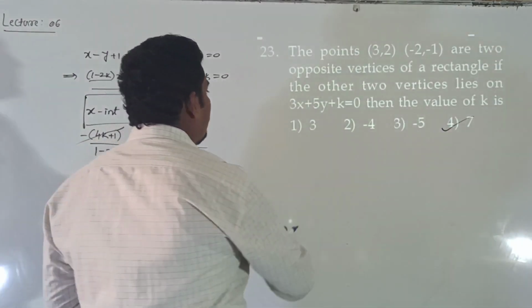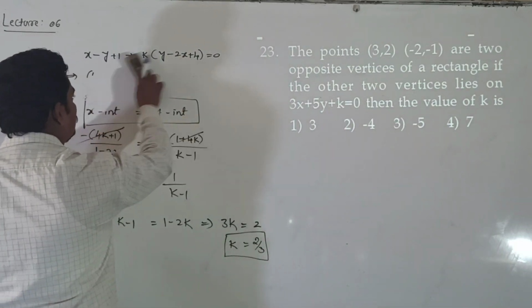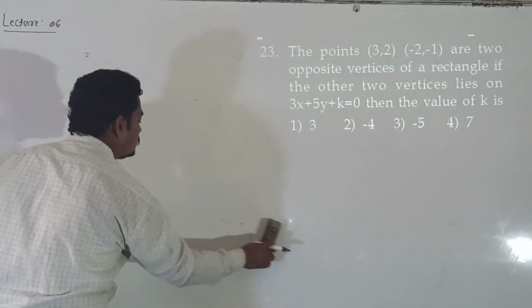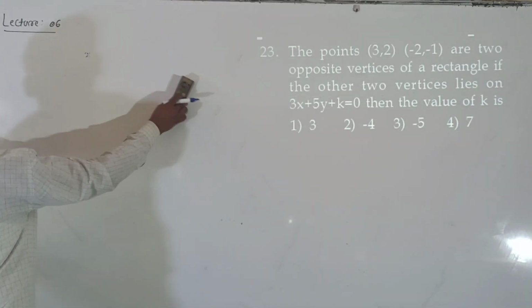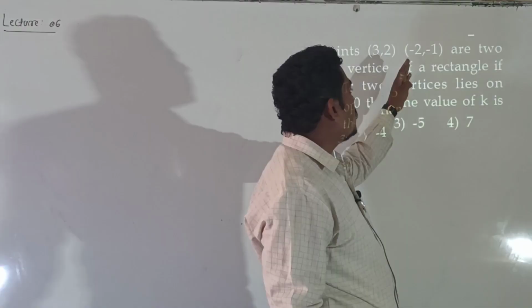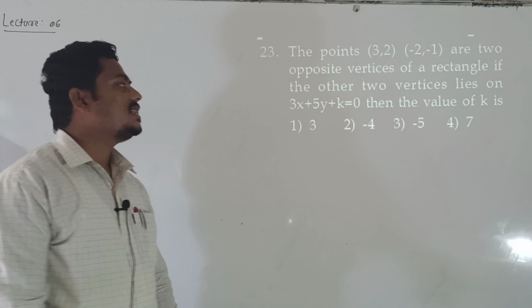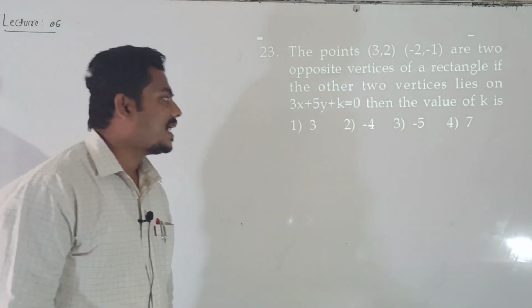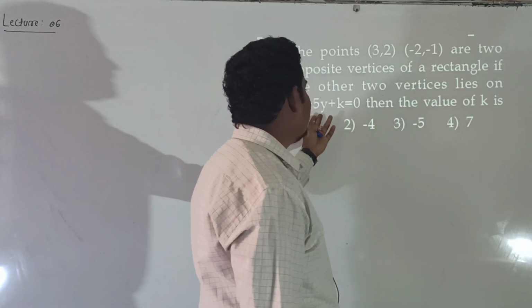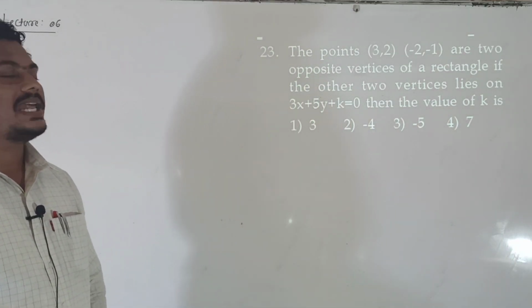Next problem, question number 23. The points (3, 2) and (minus 2, minus 1) are two opposite vertices of a rectangle. If the other two vertices lie on the line 3x plus 4y plus k equal to 0, then find the value of k.